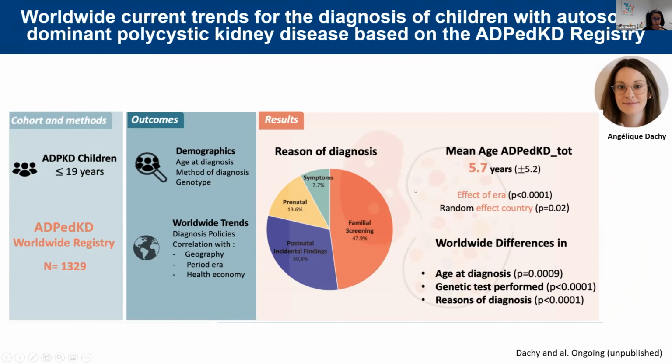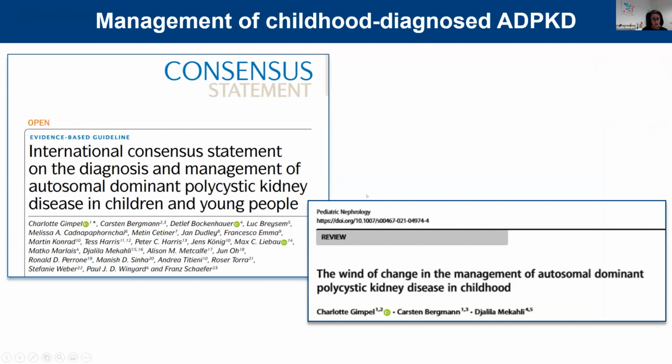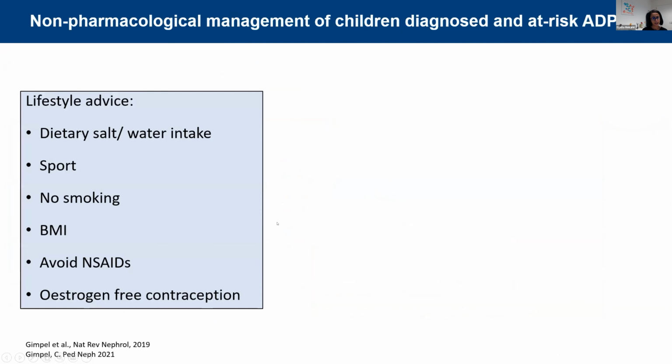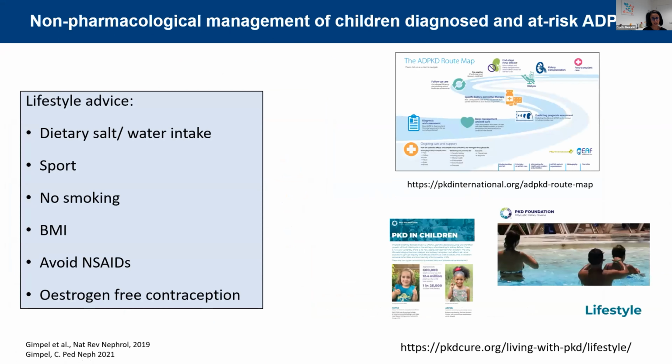And actually, we were very surprised that the familial screening is the main cause of this population. So further, we worked on a consensus statement, including pediatric nephrologists, adult nephrologists, and geneticists, and we made a management plan for ADPKD. We think that the non-pharmacological management of children diagnosed or at risk is very important in childhood, because we know it is actually a severity factor in adults.